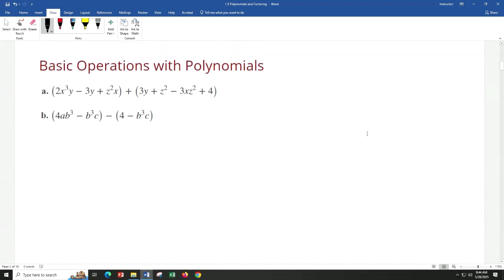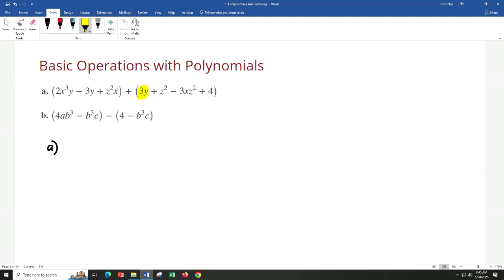Look at these closely. Let's look at A. We have the term 2x cubed y minus 3y plus z squared x, all in parentheses, plus 3y plus z squared minus 3xz squared plus 4. When you have two parentheses separated by a plus symbol, what can you do with the parentheses? Yeah, you can just drop them. The only thing you need to be careful of is, once again, be very careful of this guy right here, right? Because if he is negative, what's going to happen?